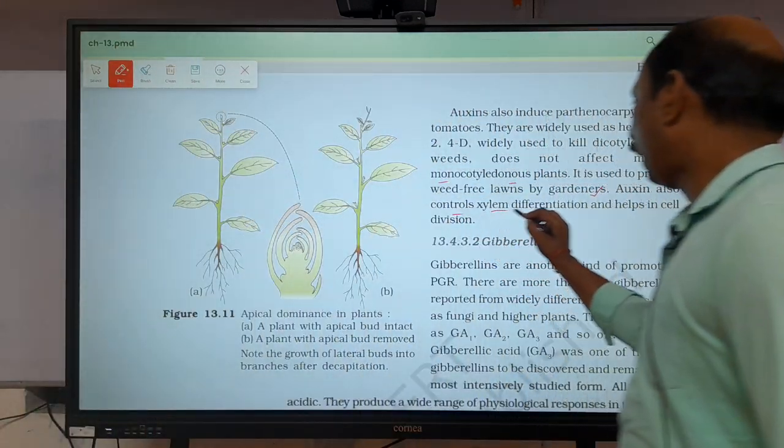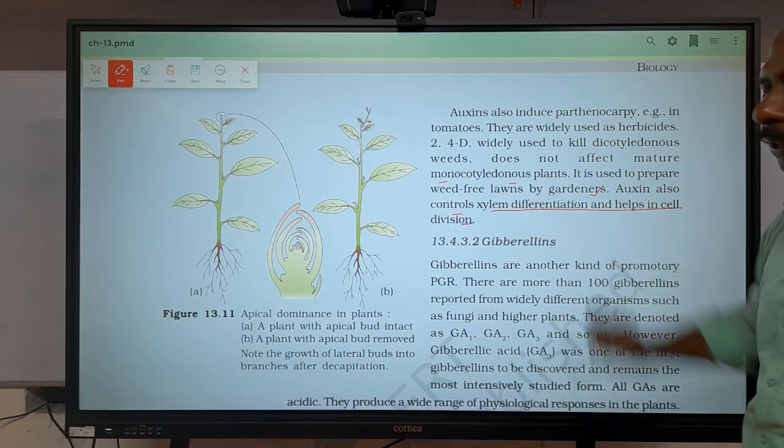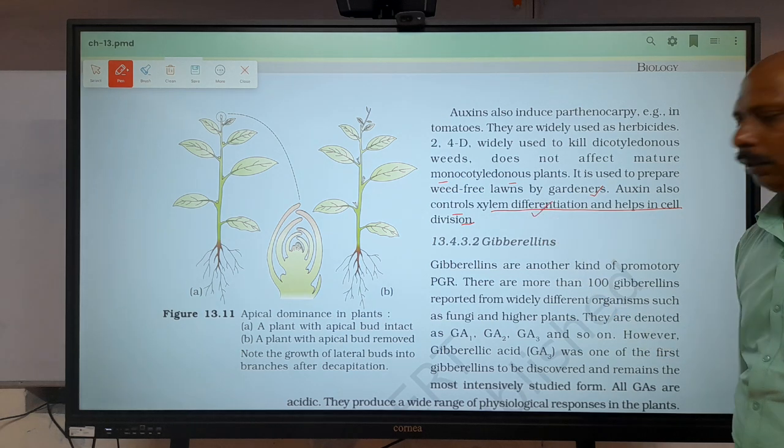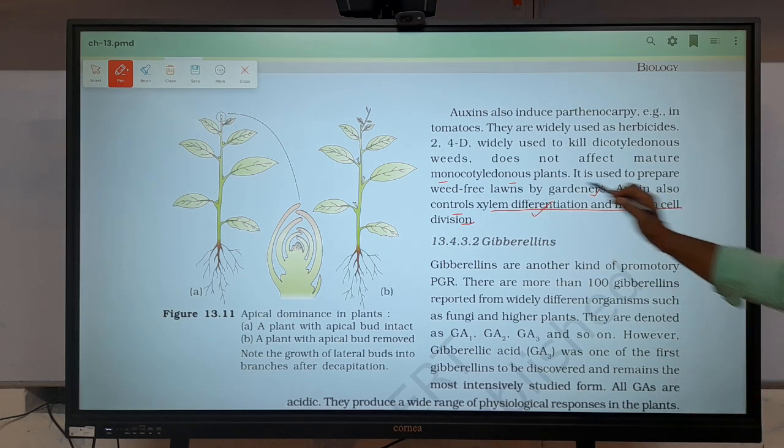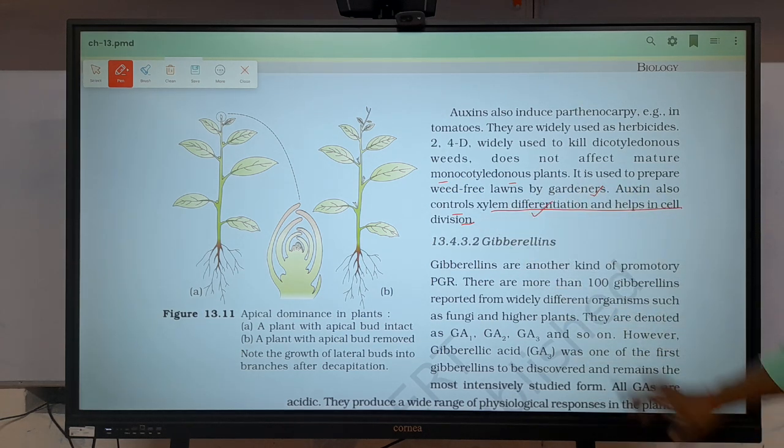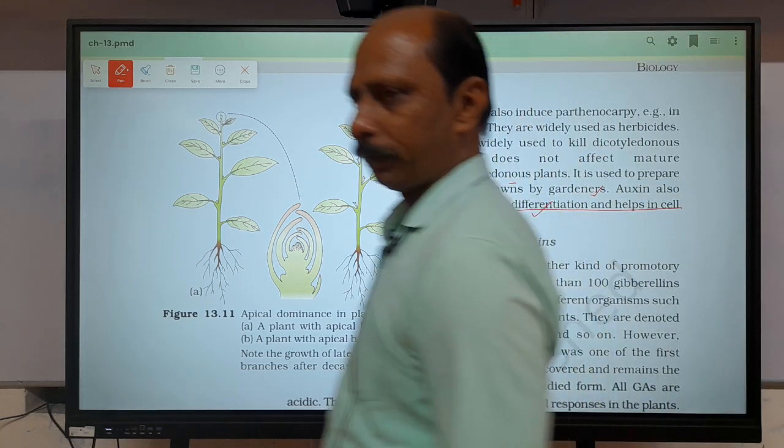Auxin also controls xylem differentiation and helps in cell division. Xylem differentiation, who is responsible? Auxin, and it also helps in cell division, right? So these are the functions of auxin.